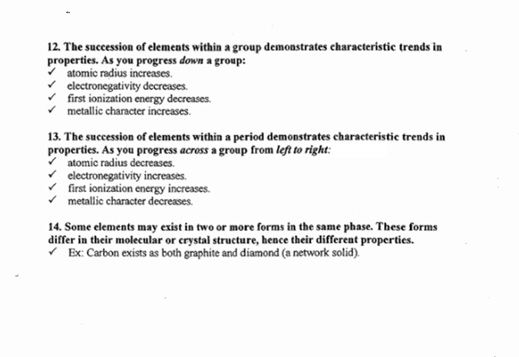You must know the trends of the properties as you go across a period and down a group. As you go down a group, the sizes get bigger as you fill more and more principal energy levels. That causes the radius to increase.